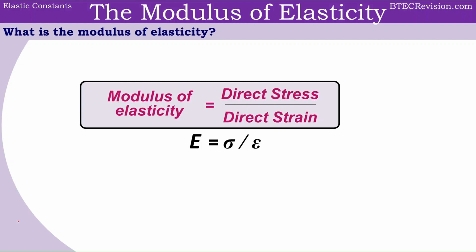The modulus of elasticity is also known as Young's modulus, and it is equal to direct stress divided by direct strain. The short form of this equation is capital E equals sigma divided by epsilon, where capital E equals the modulus of elasticity, sigma equals direct stress, and epsilon equals direct strain. The units for this equation are newtons per meter squared, because direct stress is measured in newtons per meter squared, and direct strain doesn't have a unit. This is also known as pascals.